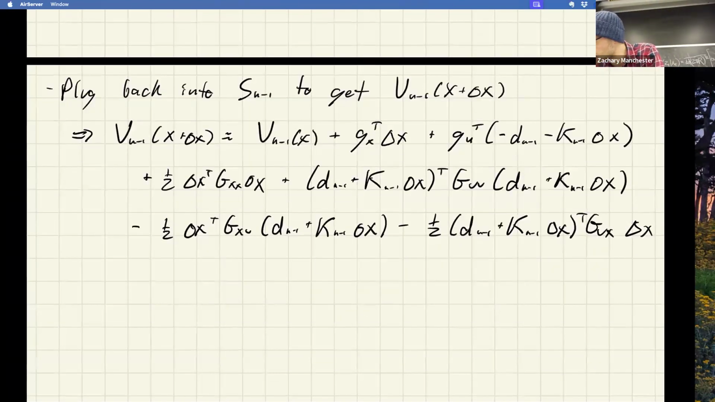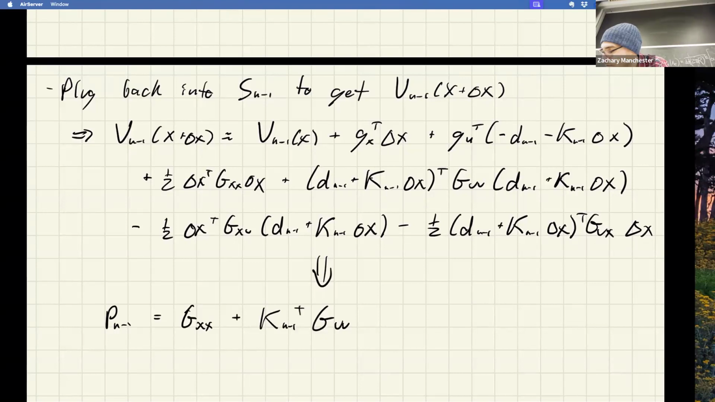And now I can collect some stuff and simplify that down. And what I'm really after here is I need little p and big P. So this is just like we did with Riccati, where I plug it back in, I squish stuff around, and now I've got it back into the form I wanted. So I've got P K minus 1, or K minus 1, rather. Can't tell the difference anyway with my handwriting. So G X X plus K minus 1 transpose G U U K minus 1. And then you've got these mixed terms.